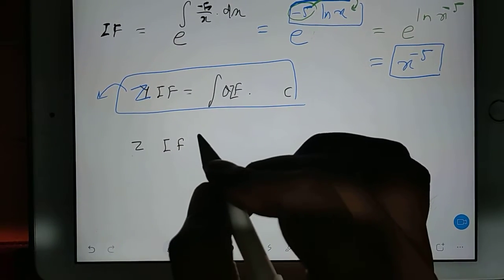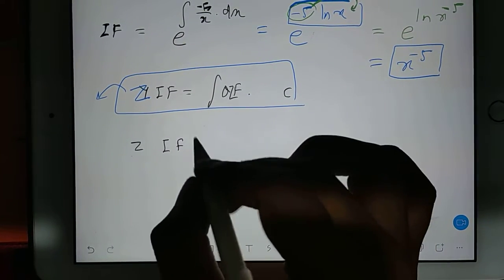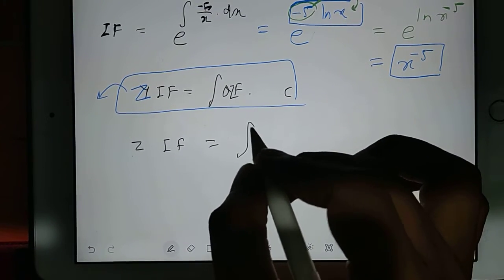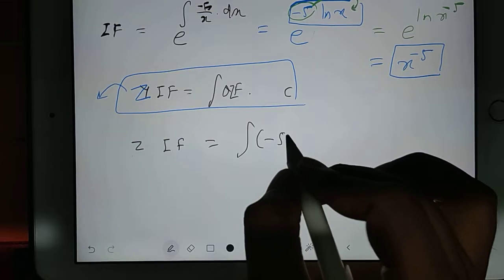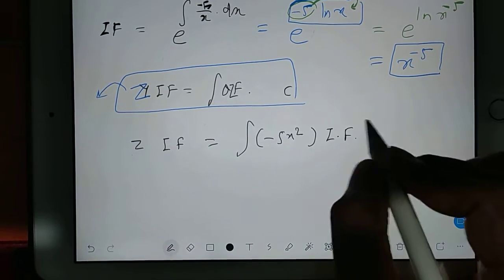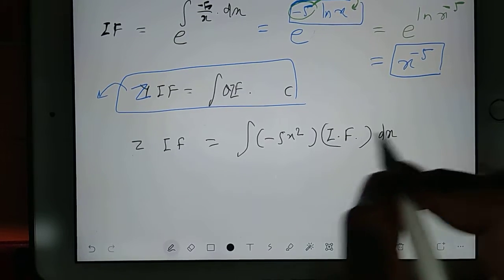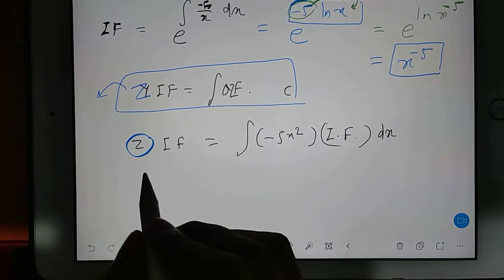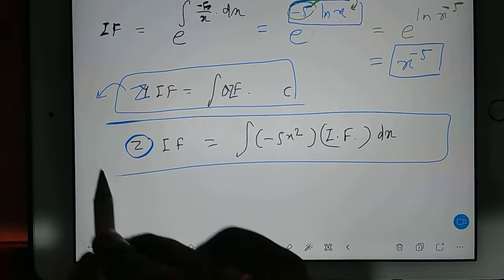Later we'll replace the z value, that is no problem. But right now we have to write z if. Then you have to put integration. Then you have to write your q value. Q value is minus 5 x square. After that, the integrating factor, and then your dx value. Substitute all values and do it one more time. So this z value is nothing but, this is your solution. It is very clear, this is your solution.